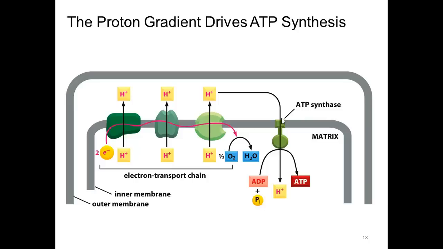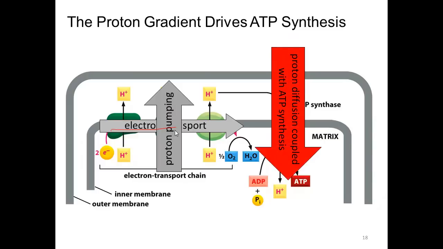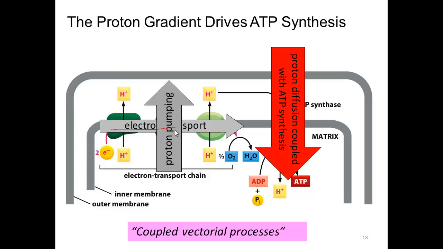On this next slide, which looks just the same, we highlight the fact that this is called coupled vectorial processes. We have the electron transport in the membrane, pumping protons across the inner mitochondrial membrane, having the protons diffuse back down their electrochemical gradient, driving ATP synthesis. In this process, these combined processes are referred to as coupled vectorial processes.